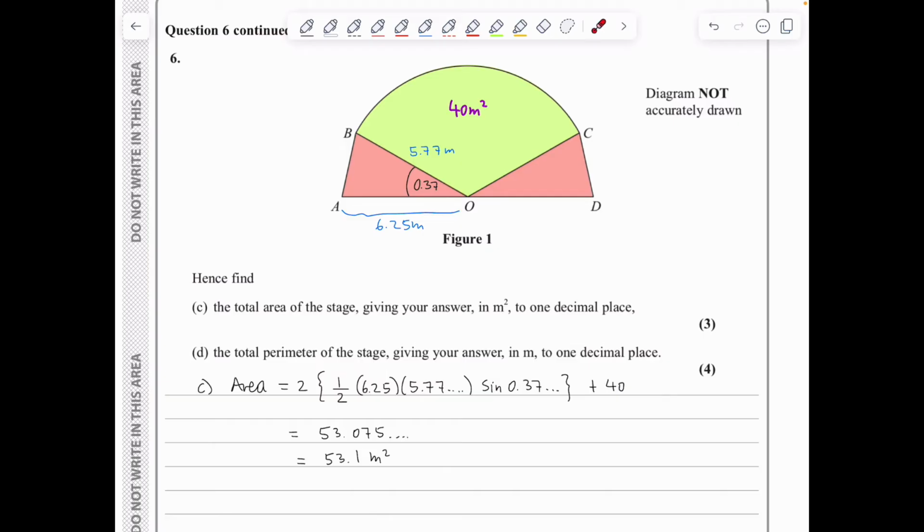In part D, we need to find the total perimeter of the stage, giving our answer in meters to 1 dp. So we need to find the AB part here and double it because CD is exactly the same. We need to find the length of the arc here and then add the 12.5, which is the total distance AD. Let's start by finding AB.